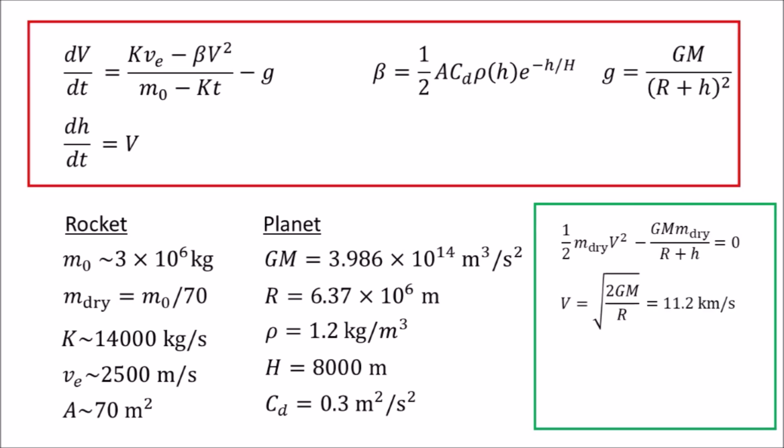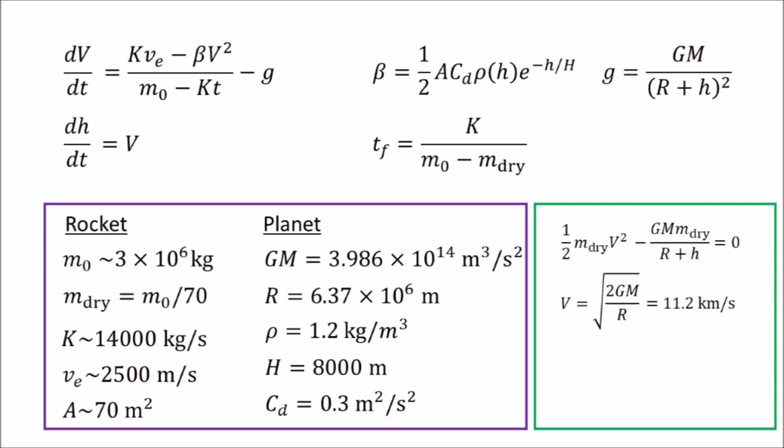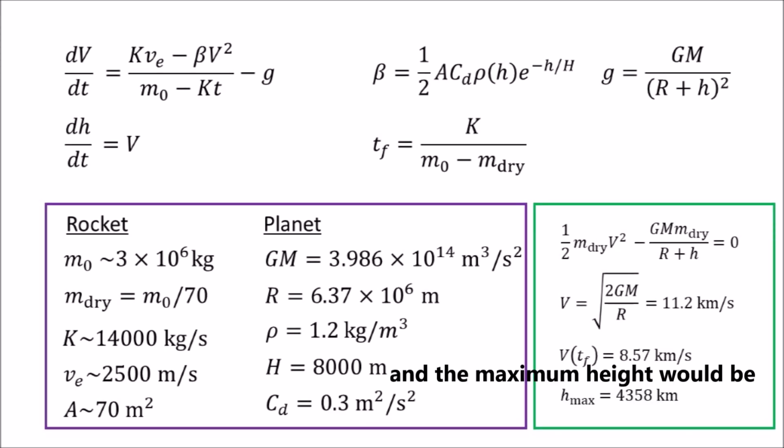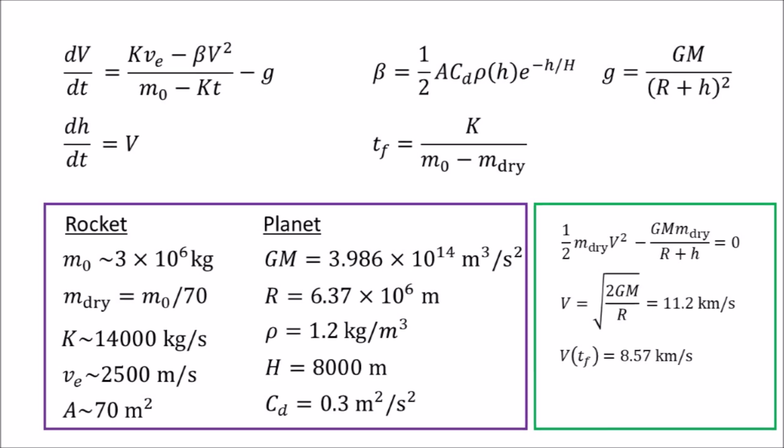Now we must solve these equations numerically up to t equals k divided by m naught minus m dry. That's the time it takes to burn all the fuel. Plugging in all these parameters and integrating numerically, we get, drumroll, 8.67 kilometers per second. So even the biggest rocket in history cannot leave the Earth's gravity well without refueling in orbit.